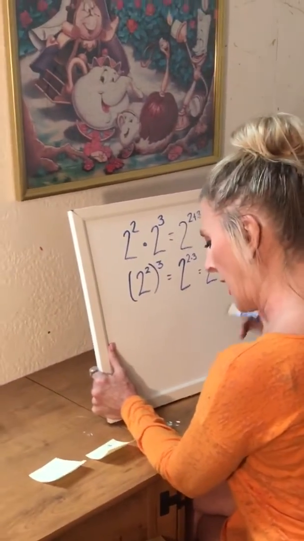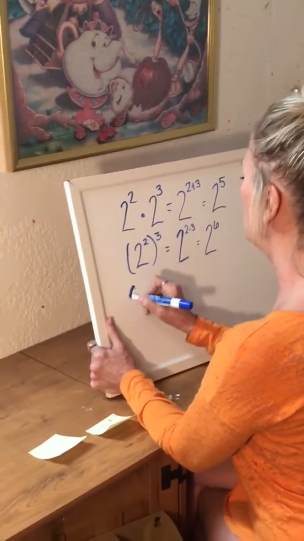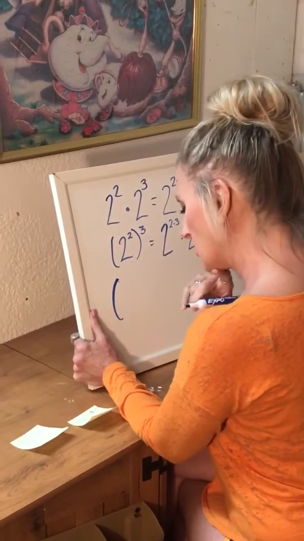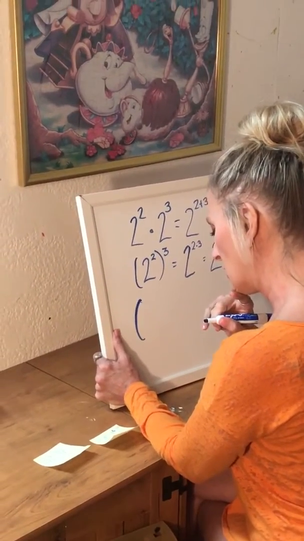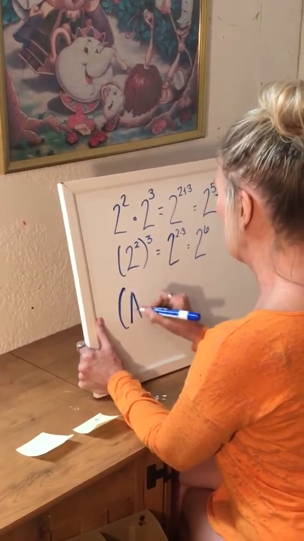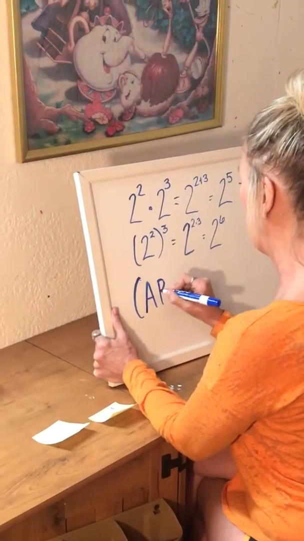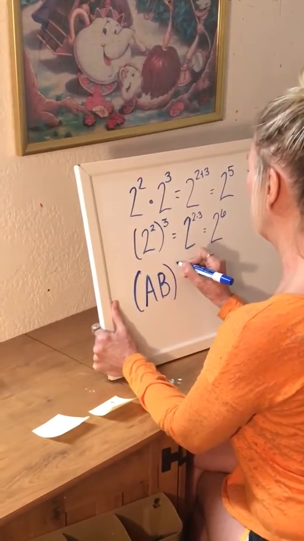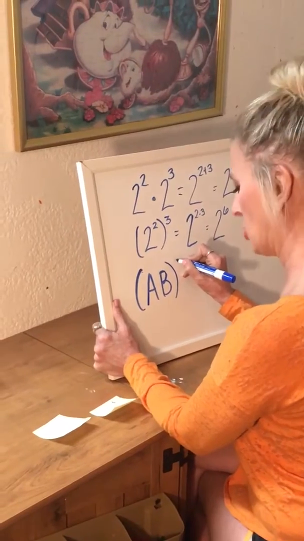Next one we're going to look at is when you have 2 different numbers. And this is a little hard because I don't know how I'm going to do this. We're going to go ahead and do this, (a b) to the 3rd. I know I said we're going to keep numbers, but I can't do numbers in this situation.